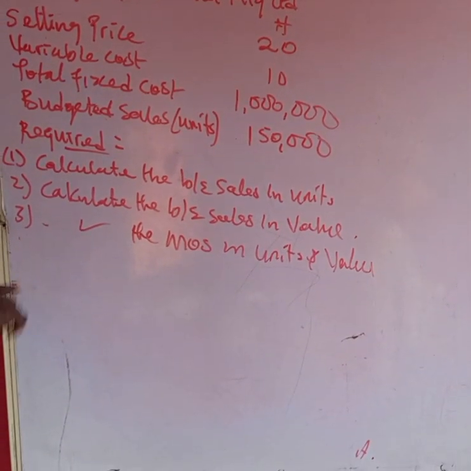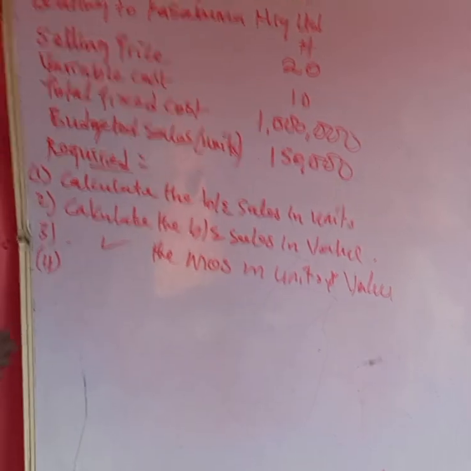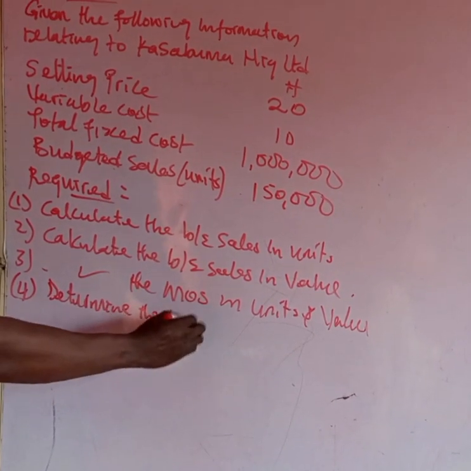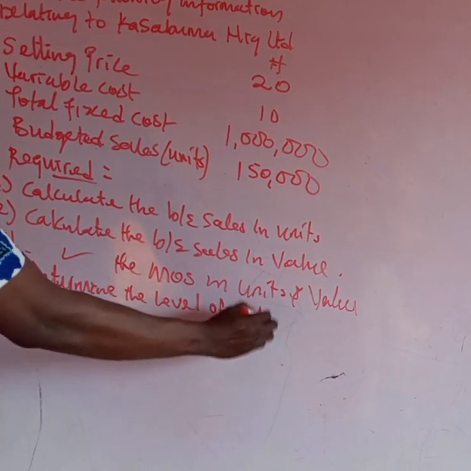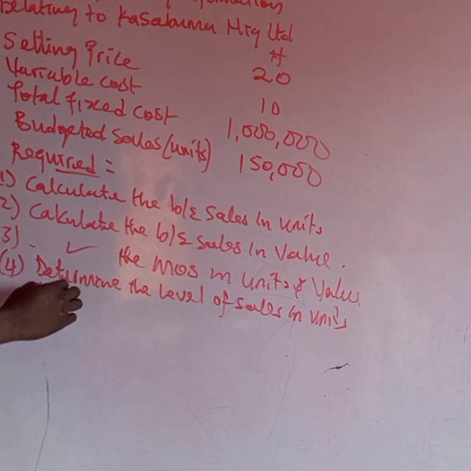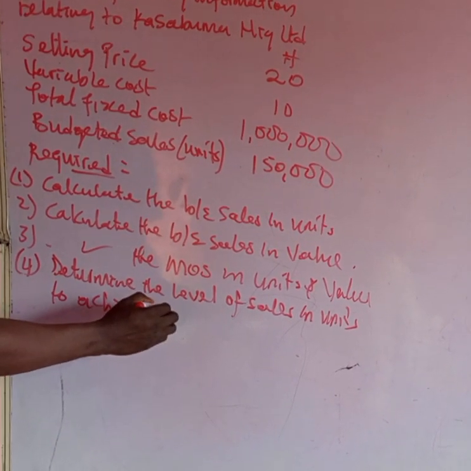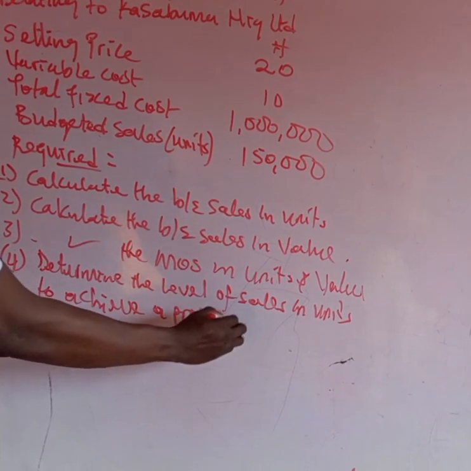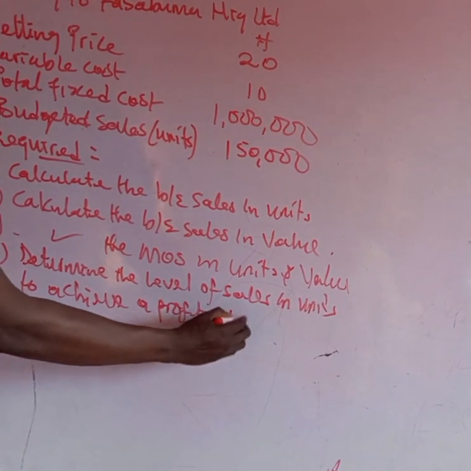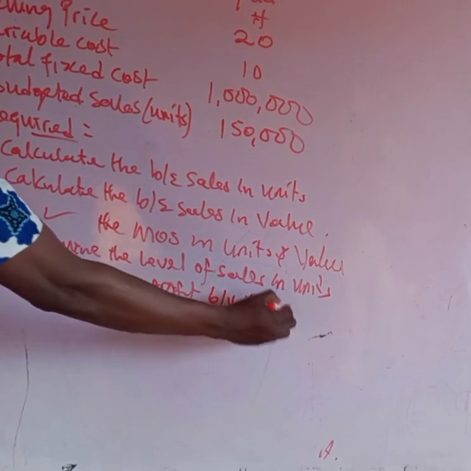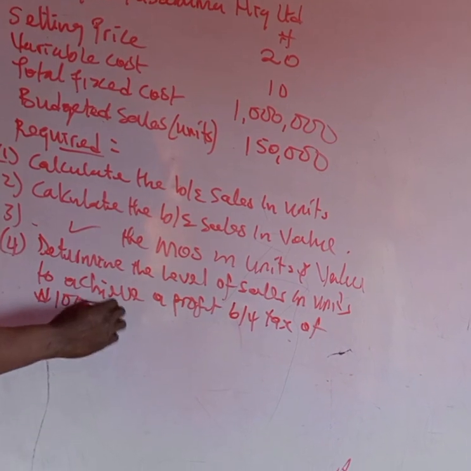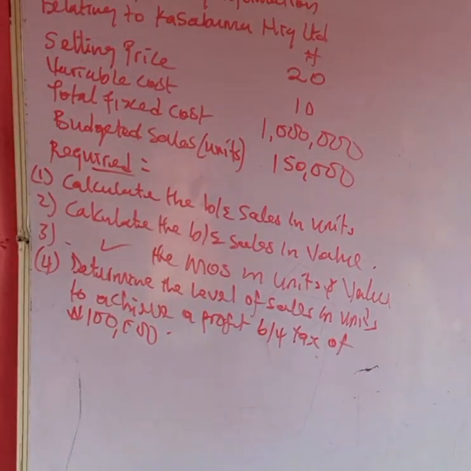Then number 4, determine the level of sales in units to achieve a profit after, well, let's just use profit before tax. Profit before tax of 100,000 naira. So let's look at this question.